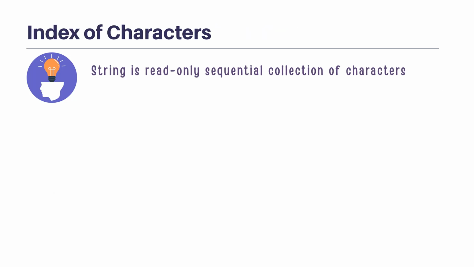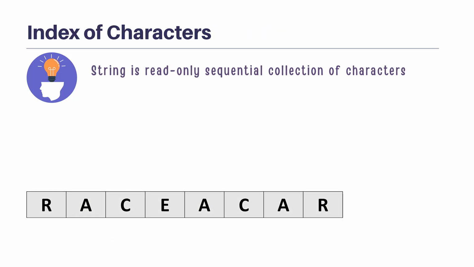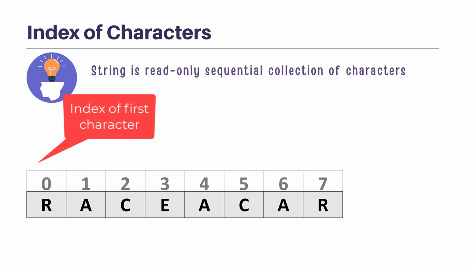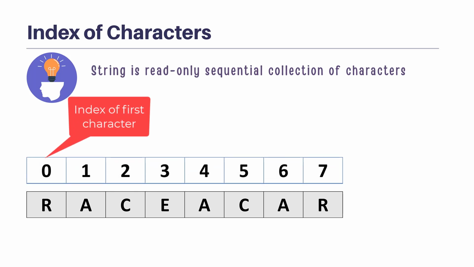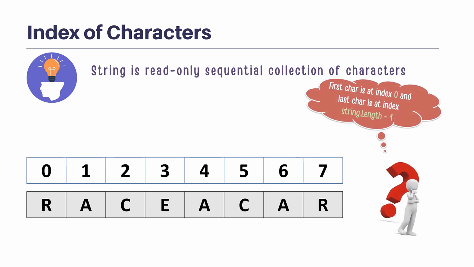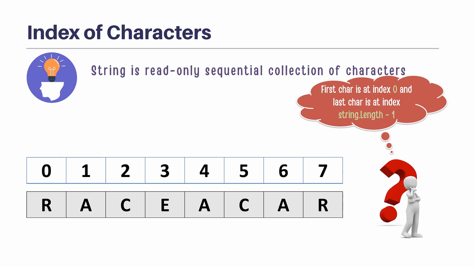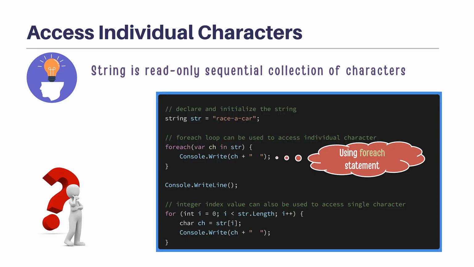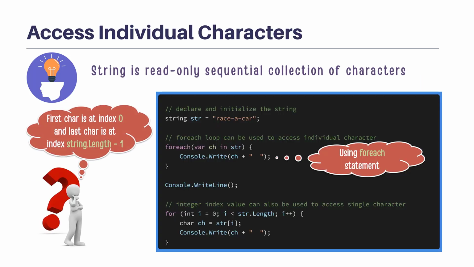There is also one more way to access individual characters from a string. We can use an integer index. In C#, the first character in the string is present at index 0, the second character is present at index 1, and so on. So if a string contains 5 characters, then the last character will be present at index 4. If we generalize this, the index of the last character in the string can be found by applying the formula string.Length - 1. So using this information, we can write any iteration statement to loop over string characters from index 0 until index is less than string.Length.